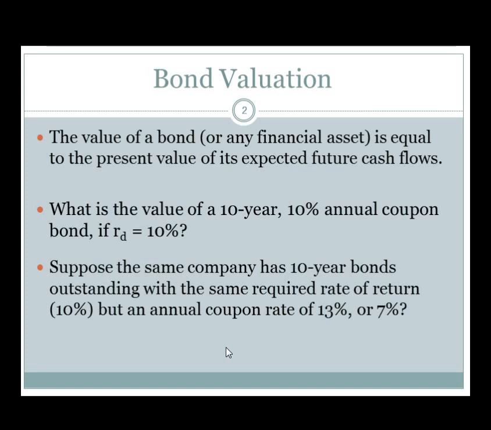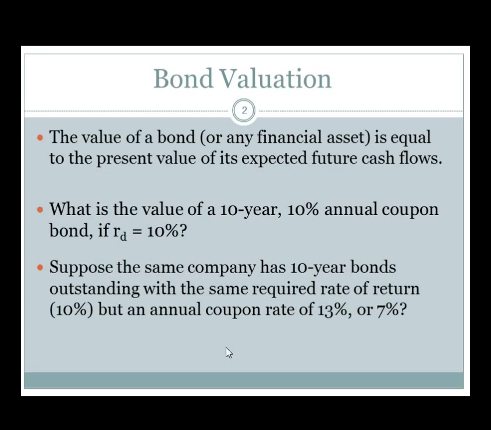So let's look at valuing a bond, and we'll start by doing annual valuation, and then we'll move to semi-annual, just for simplicity's sake, if you will. So what is the value of a 10-year, 10% annual coupon bond if R sub D equals 10%? What is R sub D? R sub D stands for yield to maturity. It's one way we can express yield to maturity.